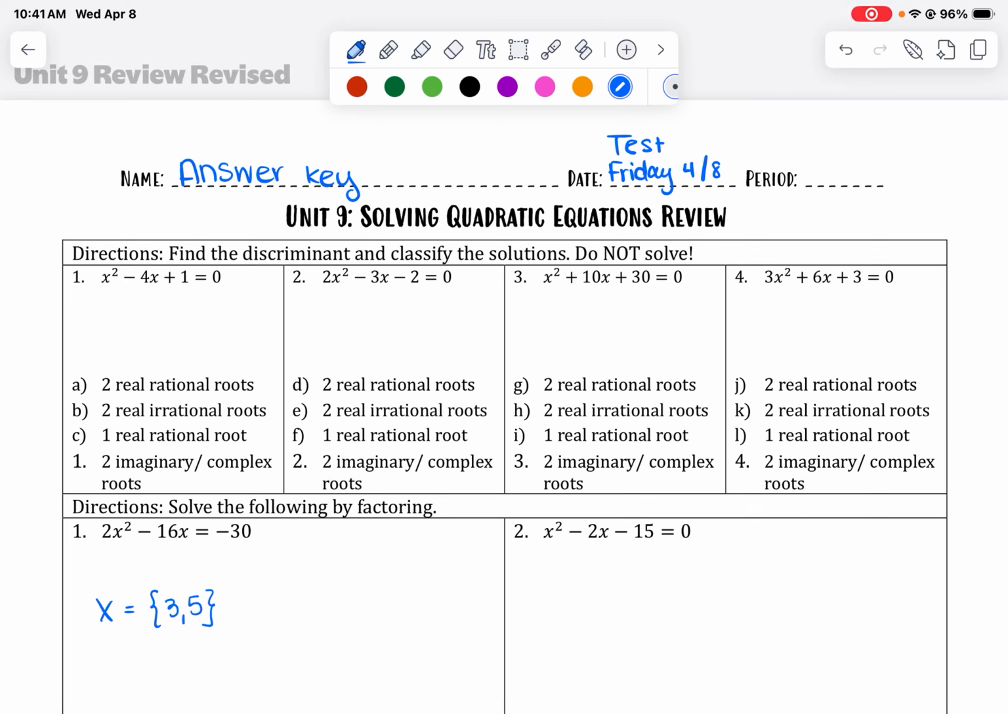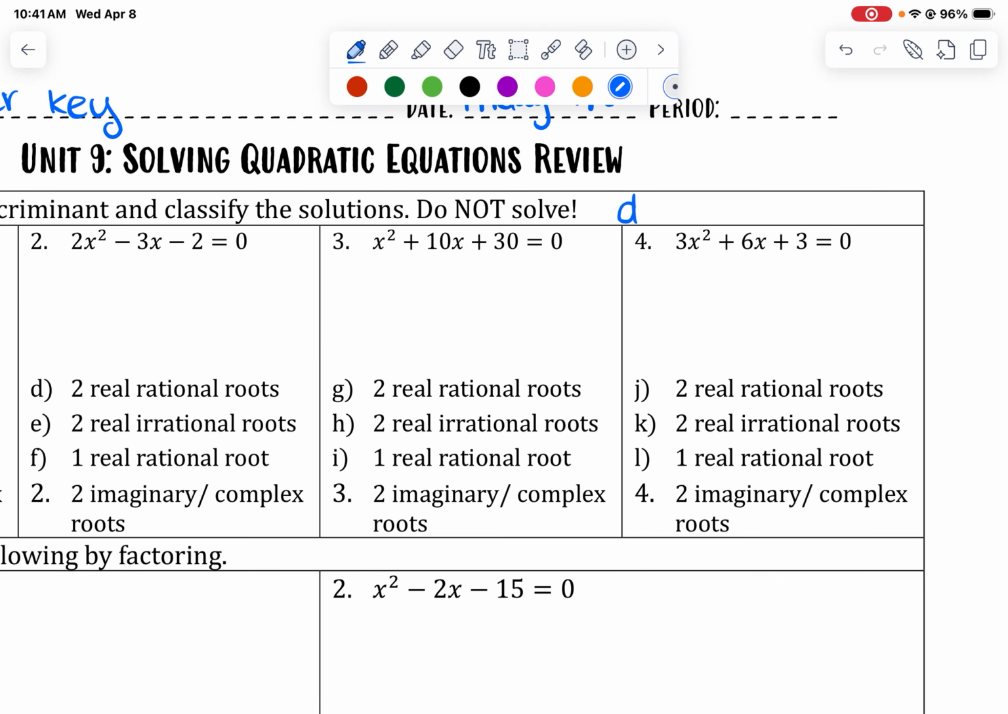One you do on your own. Now we're going to look at number 6. So in order to solve by square roots, you have to isolate your squared term. So first, I need to subtract 16 on both sides. So I get 2x squared equals negative 16.